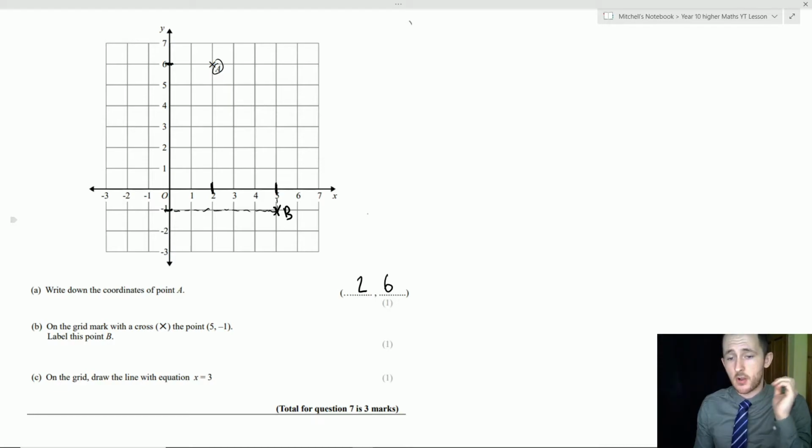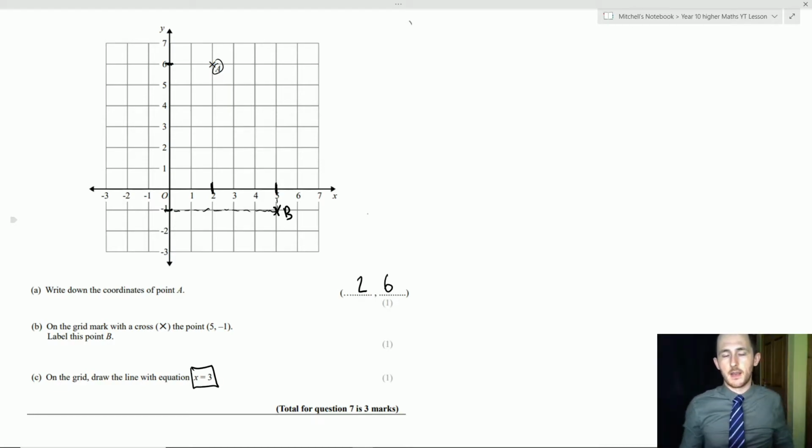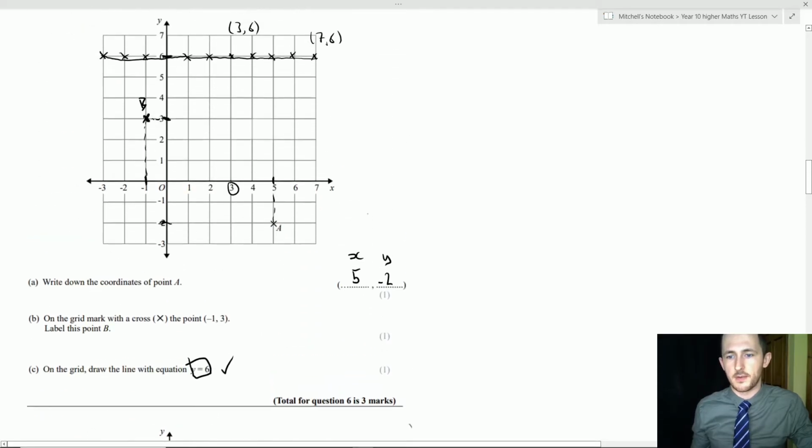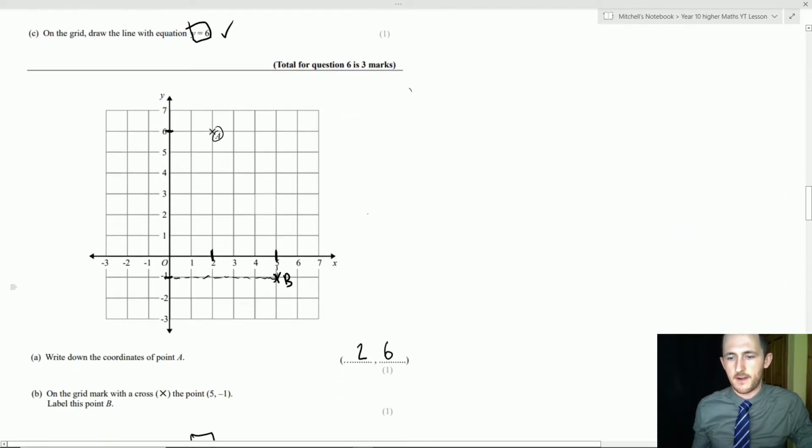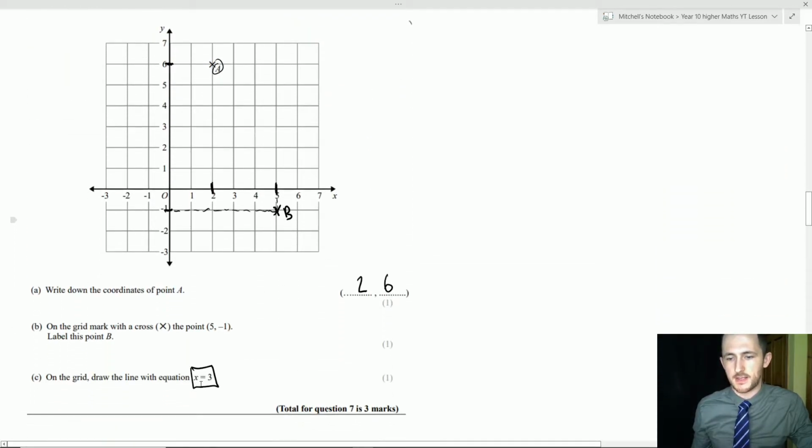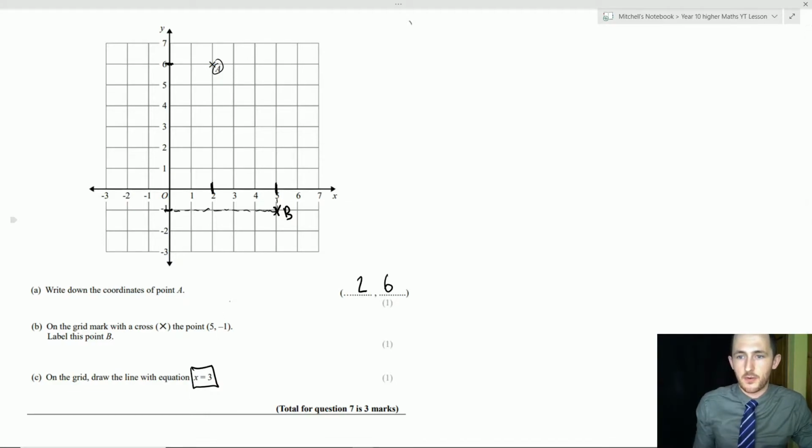And the last step, it says on the grid, draw the line with equation x equals 3. Okay, so again, this is probably the trickier part. So what you're going to do first? Well, just like in the previous 2 questions, what we do is we find where x, because it's asking us about x, equals 3. So that is right here.